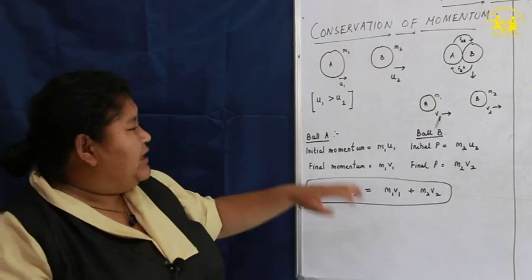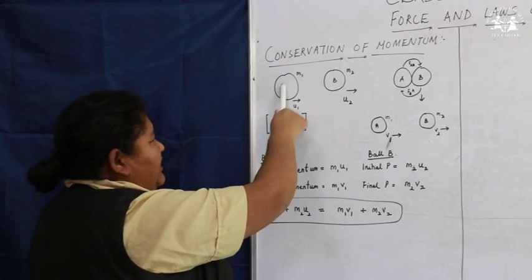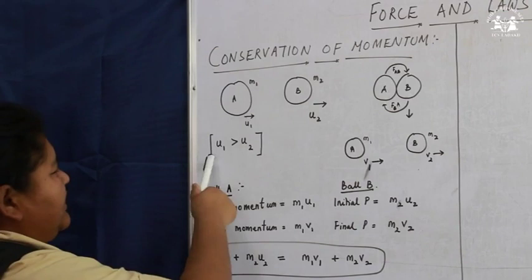We're going to use the same example here. There are two objects, A and B. A has mass M1, B has mass M2. A is moving with the initial velocity U1, B is moving with the initial velocity U2. Given that U1 is more than U2, they are bound to collide at some point.